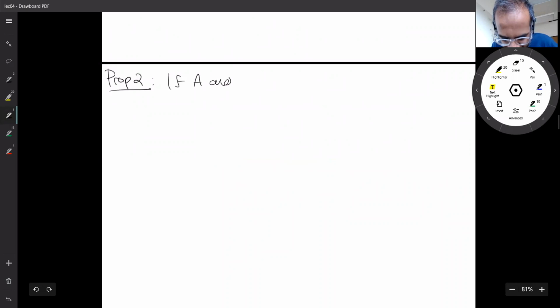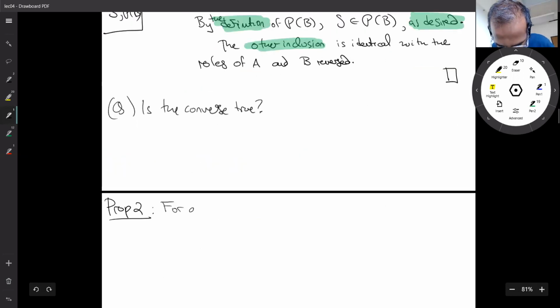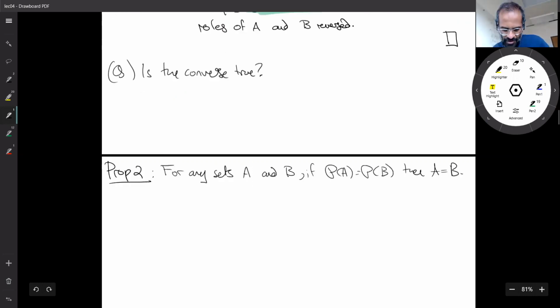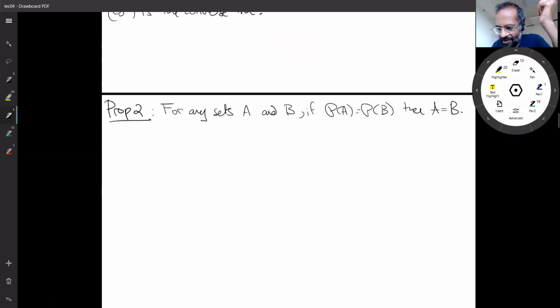If A and B are sets, or let me write it the same way, for any sets A and B, if the power set of A equals the power set of B, then A equals B. So by the way, curious, do people believe this is true or false? We don't know yet, right? True, probably. Okay, so it is true.